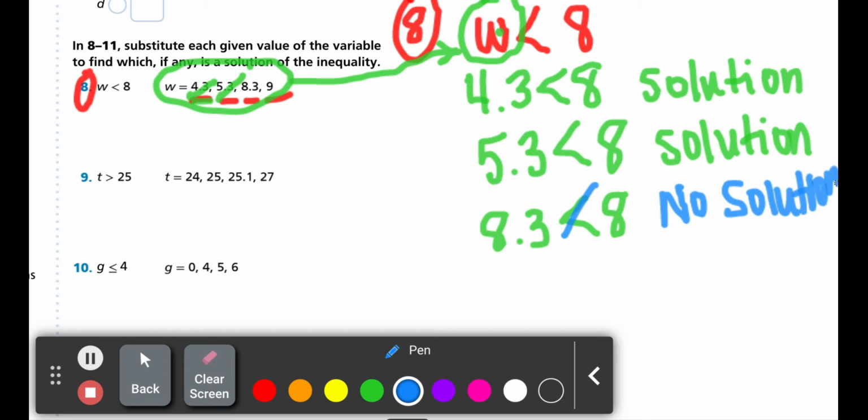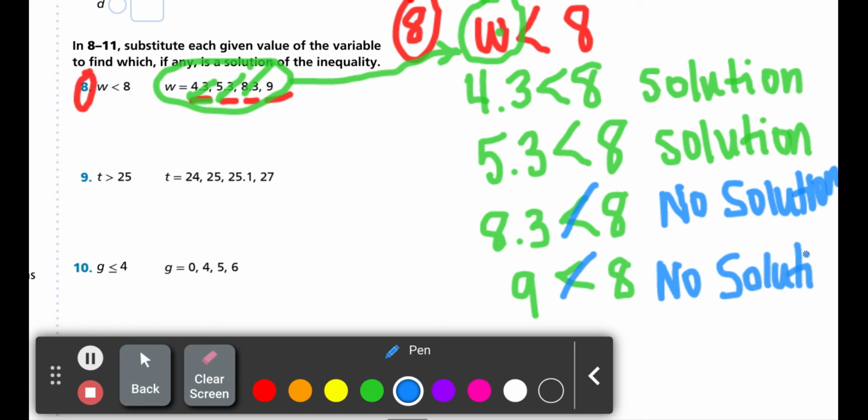And last one here, let's try 9. So plug in 9 for that value for W. Is 9 less than 8? No, it is not. So again, we say no solution. So here we're just plugging in the value for those variables and seeing if the inequality is true or false.